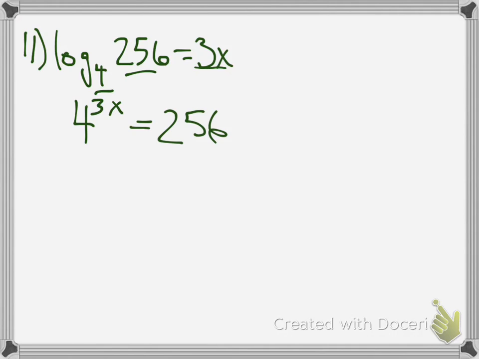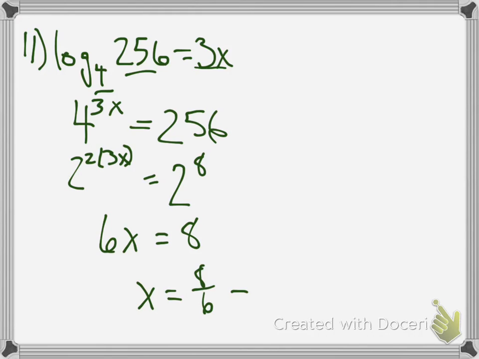Now, you can figure out that 4 is 2 squared, so this is 2 squared to the 3x power. And then 256 is 2 to the 8th. You probably didn't have that in your chart, but if you think about it, 2 to the 7th is 128, multiplied by 2 again, you get 256. Remember, they're all going to be powers of 2 or something like that anyway, or 3 or 5 or 6 or 7. So then 6x equals 8, divide by 6, and you get 8 over 6, which the calculator would tell you is 4/3.